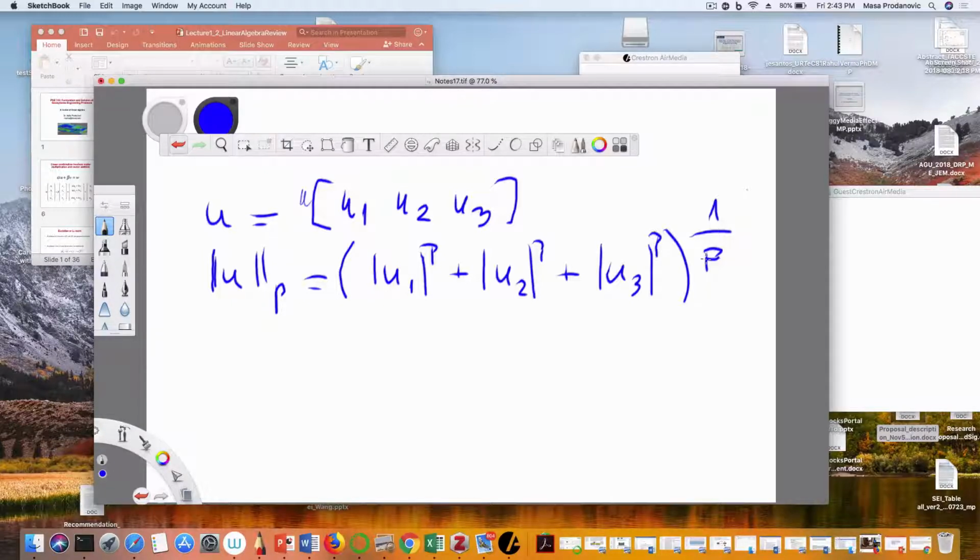If I substitute 2, what do I get? One over 2, that power is essentially square root. So the square root of U1 squared plus U2 squared plus U3 squared. Whether I have absolute value or not in there doesn't matter because of the square. So I actually do always have absolute values in there. There was a question whether you will always have absolute value. There's always an absolute value. It's just that if I have a square, whether I do U1 squared or absolute value of U1 squared, same thing.